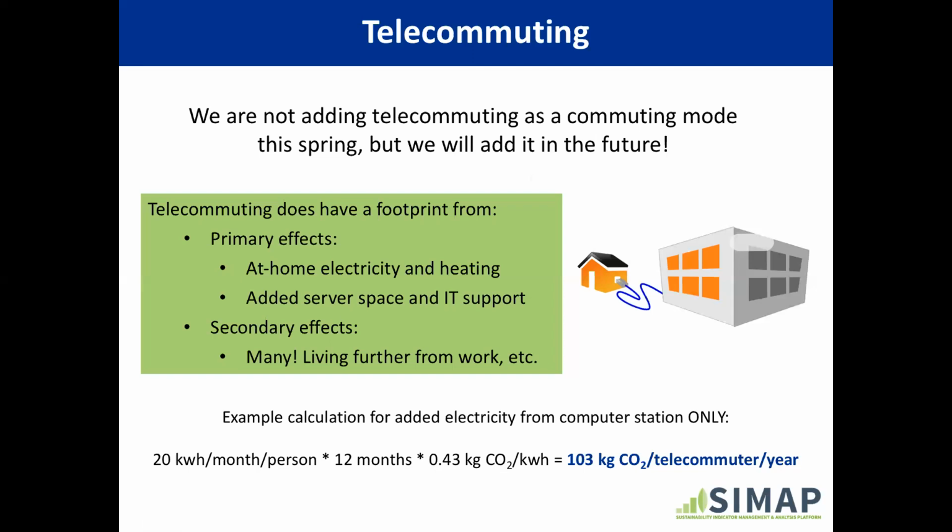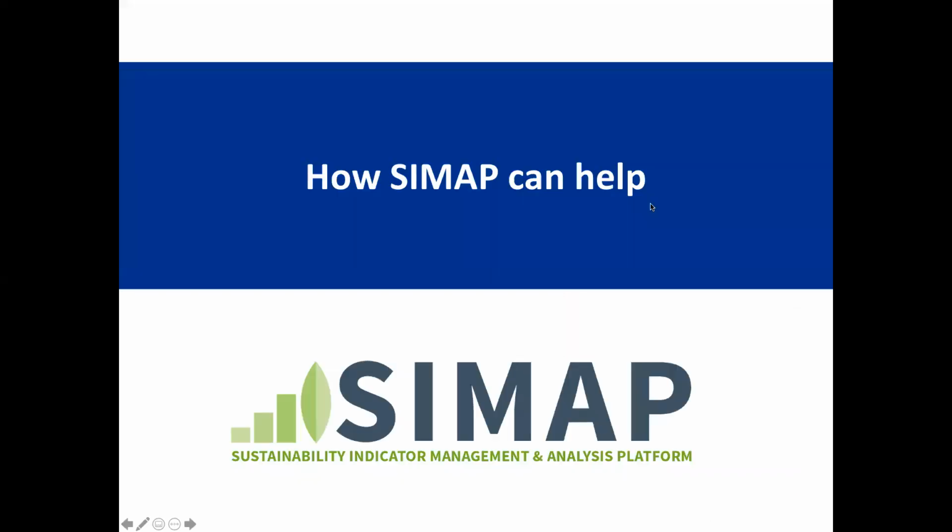So that is smaller than commuting by a single occupancy vehicle on average, but it's obviously still pretty significant, especially if you have a large population telecommuting and if you also start to include some of these other effects like heating, added server space, and IT support. So we're continuing to research this. We've got some preliminary factors that we'd be happy to share if you're interested, and more will be coming on this soon. So how can SIMAP help?